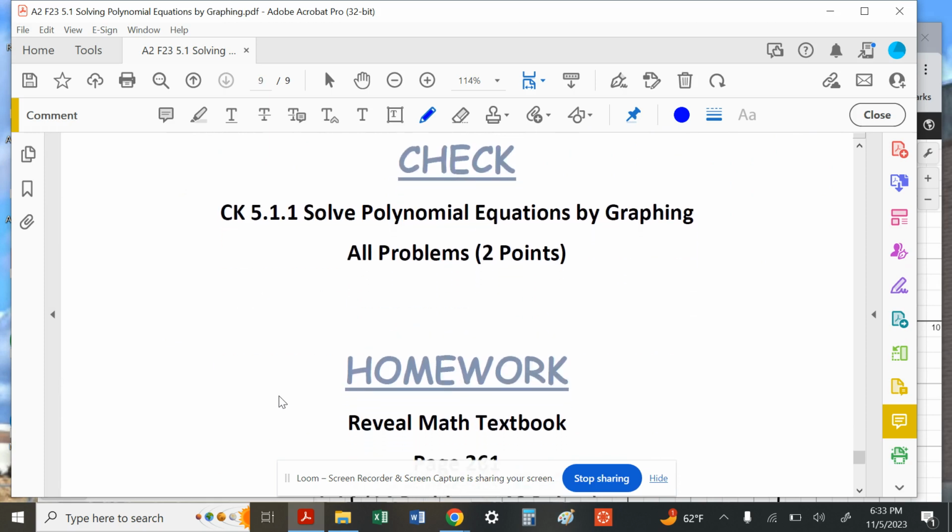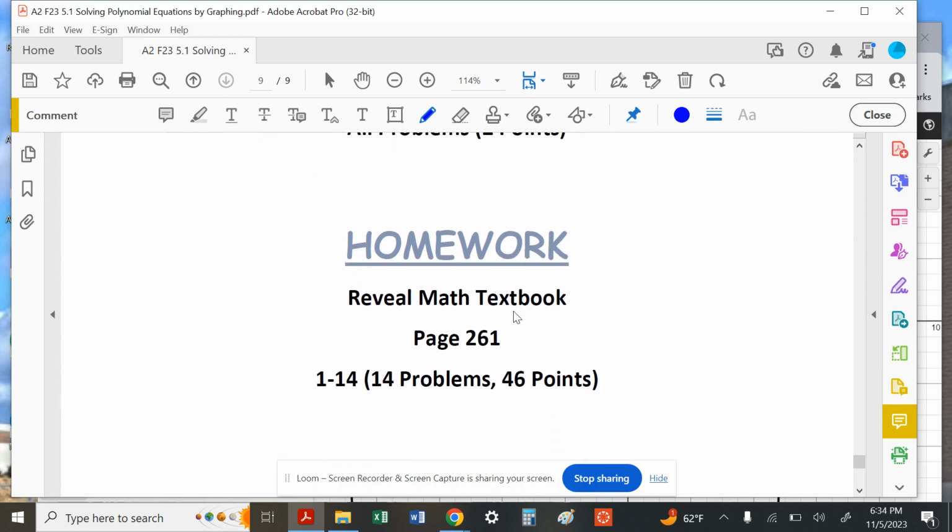And that's it. So you have a check that you need to do, which is 5.1.1. Do all the problems, 2 points. I did one of them for you. And then in Reveal Math, you only have 14 problems. I did 3 of them, so you really only have 11 problems. And that's it for 5.1.